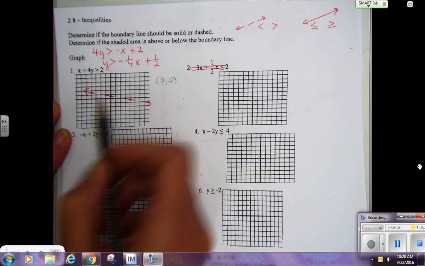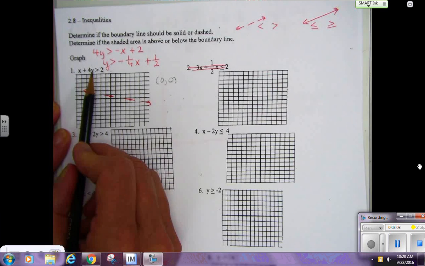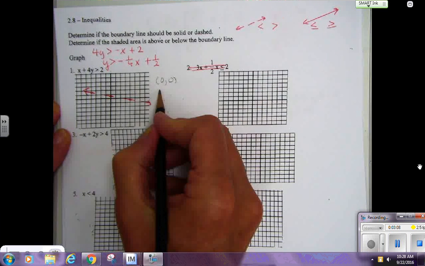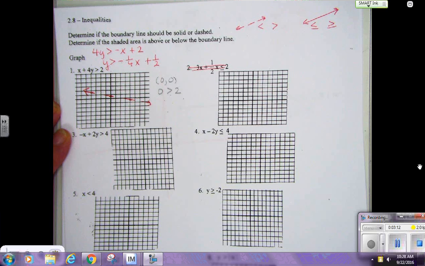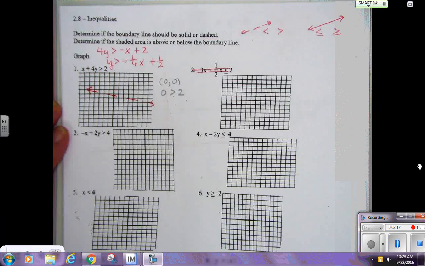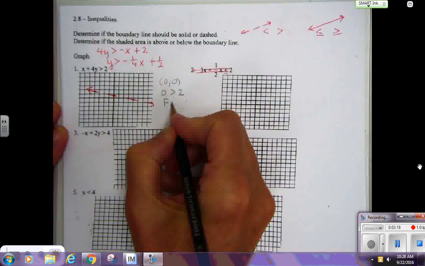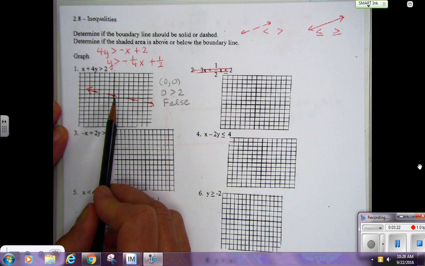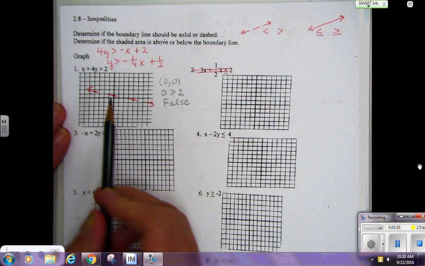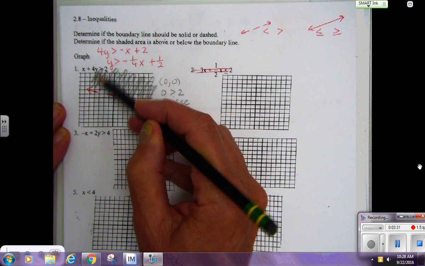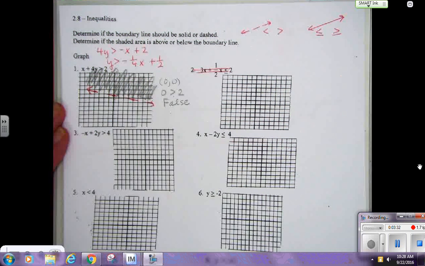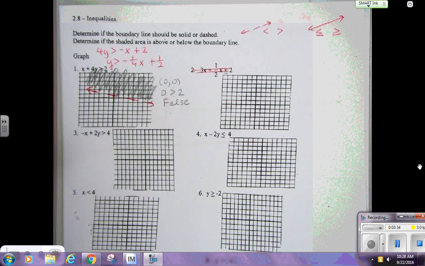So in this problem right here, 0 plus 0 greater than 2. So I'd wind up with 0 is greater than 2. Is that a true statement? Is 0 bigger than 2? No. This is not a true statement. It's false. So what that means is I would not shade in the area where that point is. I would shade on the other side of the line. And that would be your answer. That's all you're going to have to do to answer those problems.